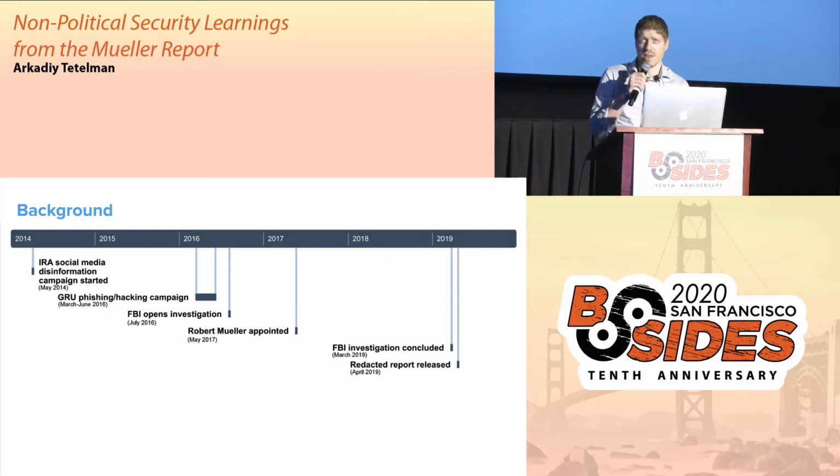In July of 2016, the FBI opened their investigation. In May of 2017, Robert Mueller was appointed after James Comey was dismissed. And in March 2019, the FBI investigation was concluded and the redacted report was released a month later. And the redacted report actually was like 95% unredacted. Most of the report was there.